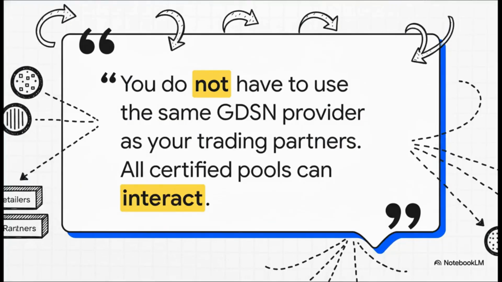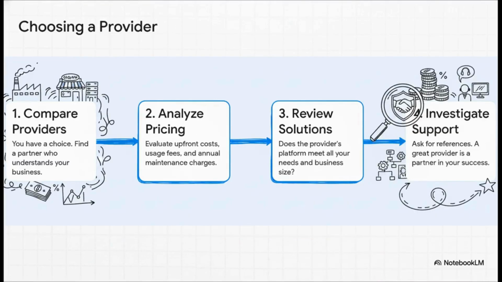All right, listen up, because this is one of the most important things to know right from the start. You have a choice. The entire network is built to be interoperable, which means you can pick any certified data pool you want. It doesn't matter who your retailers use. This puts the power in your hands to find the absolute best partner for your specific business. So, how do you choose?